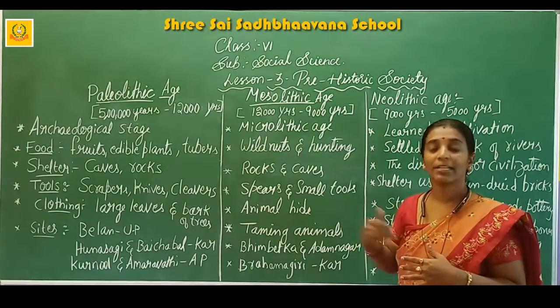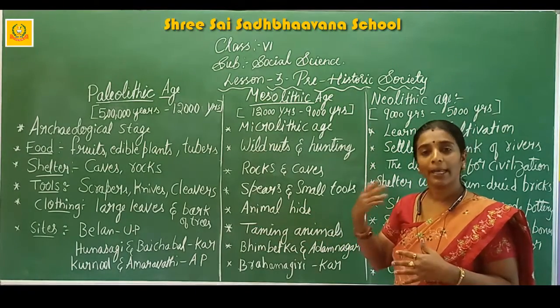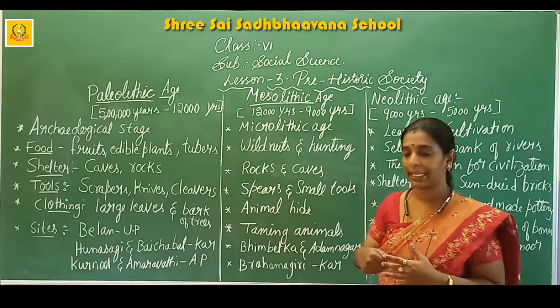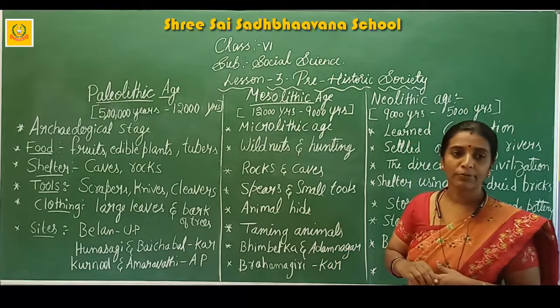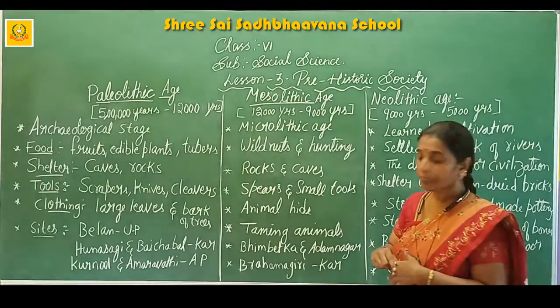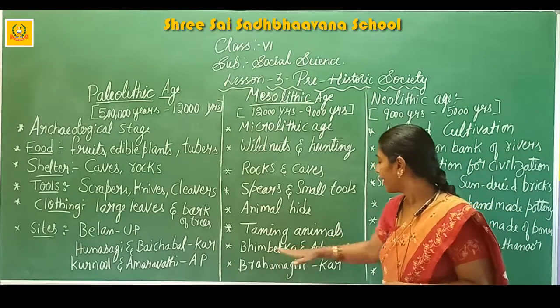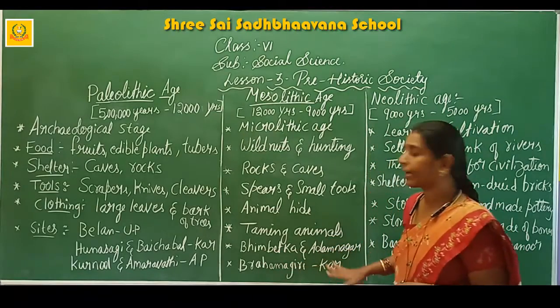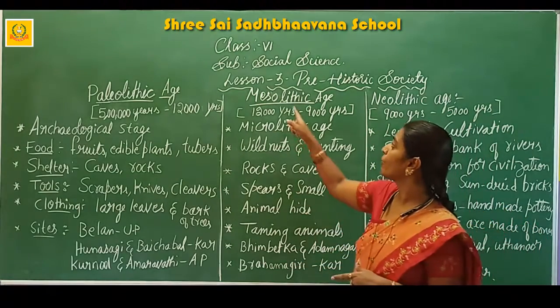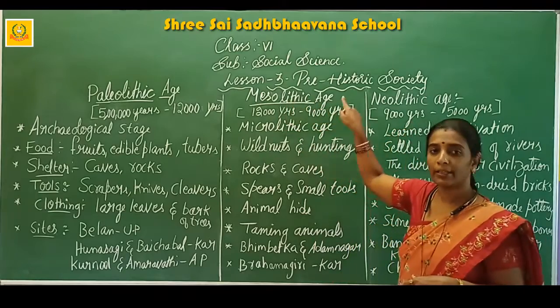How did they get the animals? That is, the offspring of the animals which they killed for hunting. Understood? So taming animals also. And when it comes to sites, children, it is Bhimbetka and Adamnagar and also Brahmagiri of Karnataka that are the important sites of the Mesolithic Age.